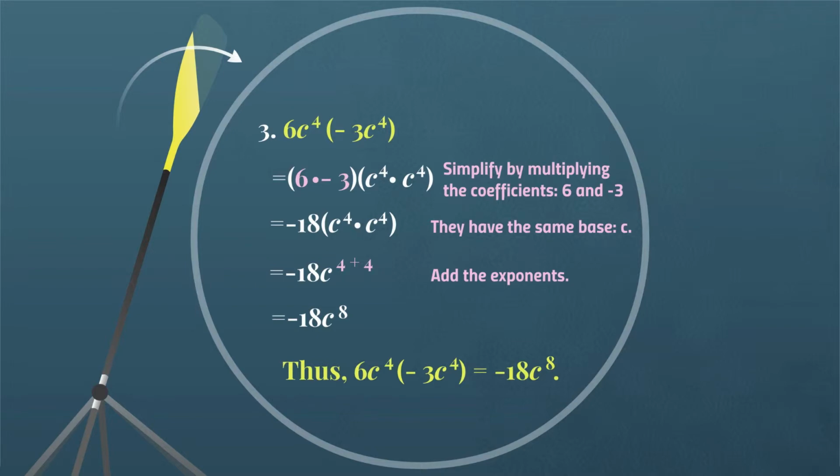We will solve two more examples in simplifying product of powers. Let's have negative 7w cubed times negative 6w squared.